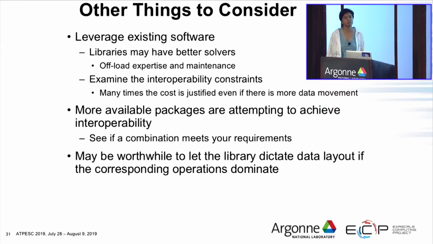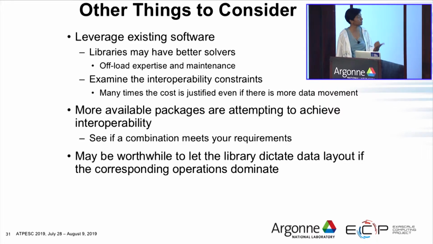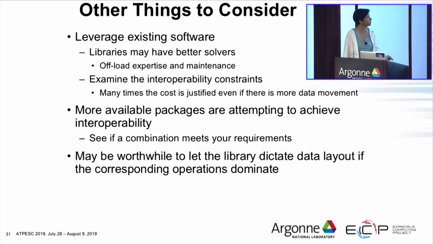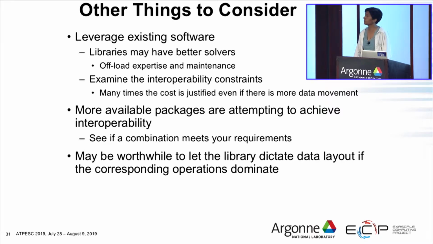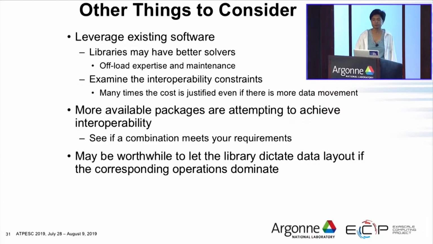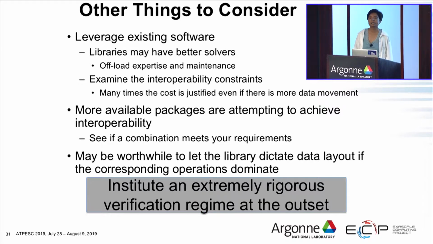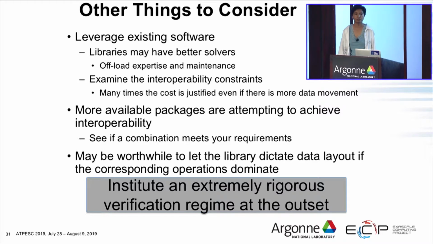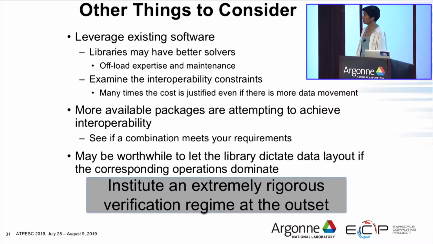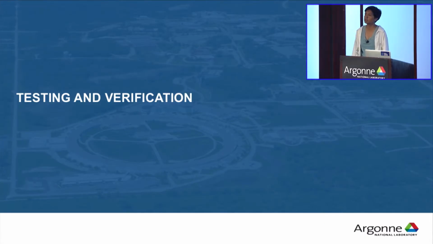But the other things to consider are leveraging existing software, for example, libraries, because sometimes they may have better solvers. There are many packages that are attempting to achieve interoperability, so it may be worthwhile to let the library dictate data layout if the corresponding abstractions dominate in your code. But whatever you do, it's extremely important to institute a vigorous verification regime at the outset of whatever you're doing with your code, whether you do it in form of TDD or test supported development or whatever you want to call it. And with that, I switch over to testing and verification. Any questions on the design part?